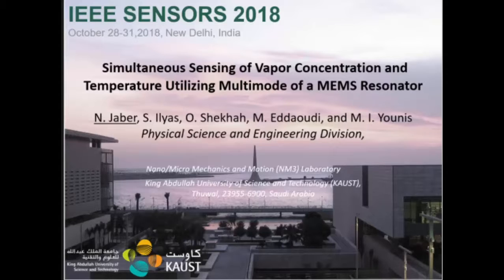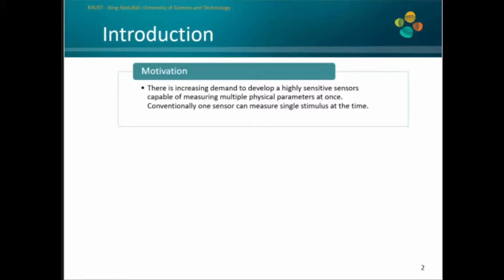Good afternoon, everyone. Today I present our recent results on the simultaneous sensing of two physical parameters. In our case, temperature and water vapor concentration, but still the concept can be extended to detect other physical parameters. Conventionally in the literature, in order to measure two physical parameters, you need to have a physical sensor associated with each one of these parameters.